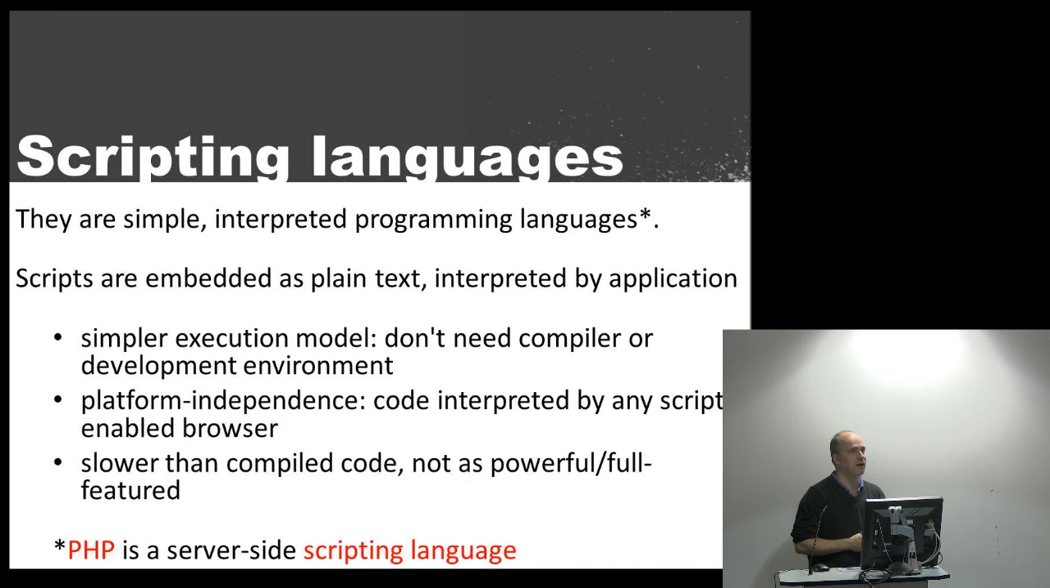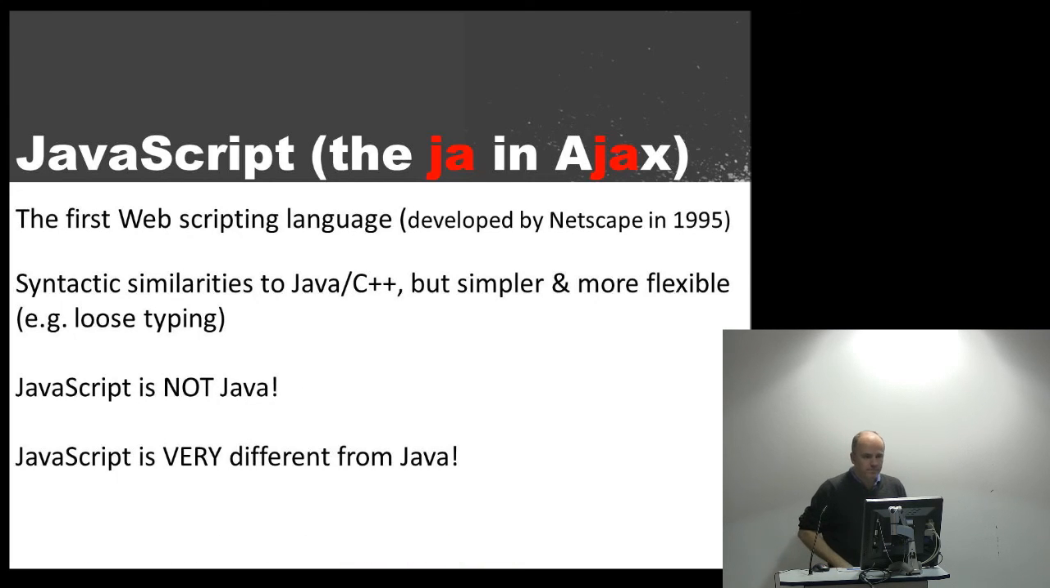So we have already seen PHP as an example of scripting language, but that's a scripting language which is executed on the server side, whereas JavaScript will be executed in your browser, so on the client side. So basically, JavaScript was the first web scripting language, and it was developed by Netscape, which was a browser which was high in the end of the 90s. Now I think it has virtually disappeared.